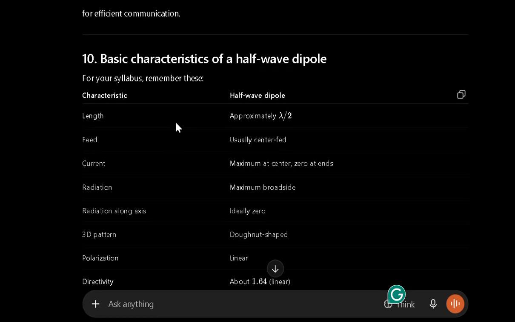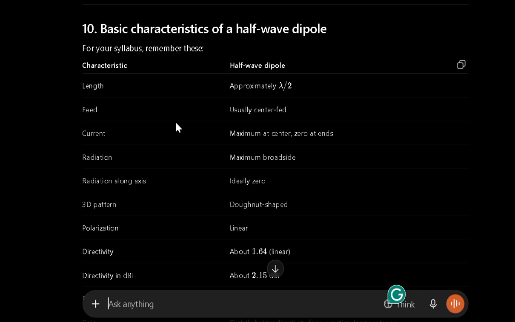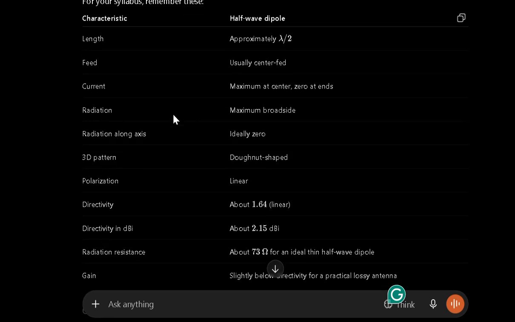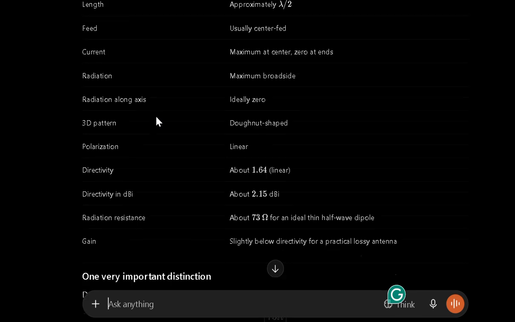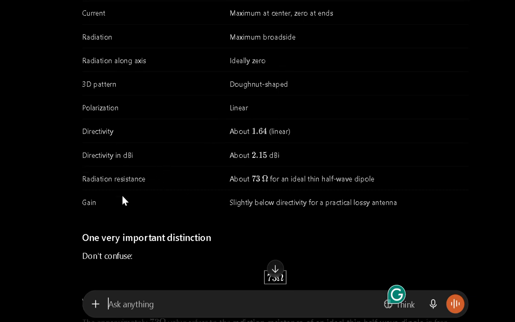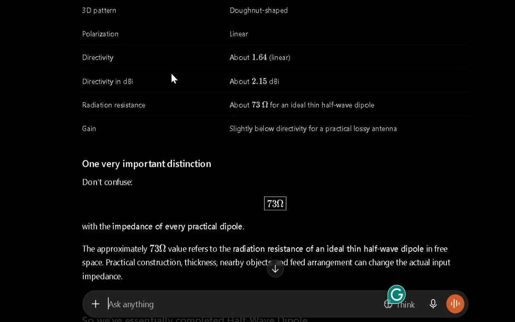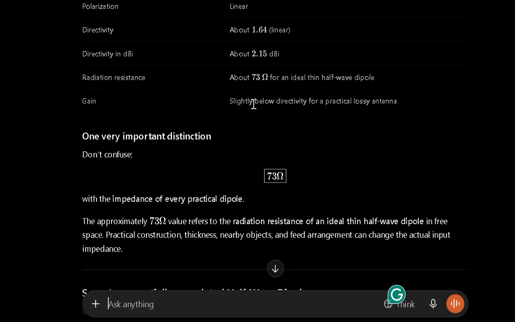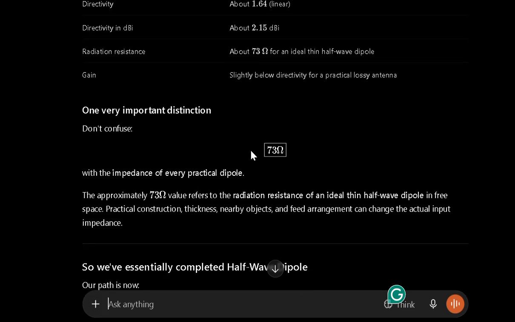Basic characteristics of the half-wave dipole, for your syllabus, remember this. Length is approximately lambda by 2. Current is maximum at the center and zero at the ends. Radiation is maximum broadside to the axis and zero along the axis. Directivity is about 1.64. Radiation resistance is about 73 ohms for an ideal dipole.